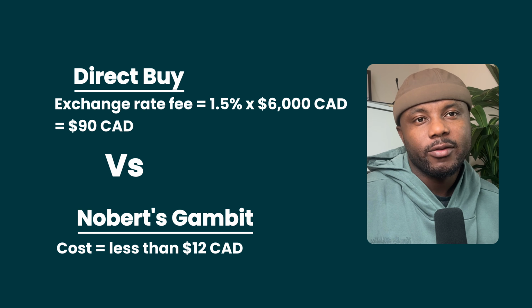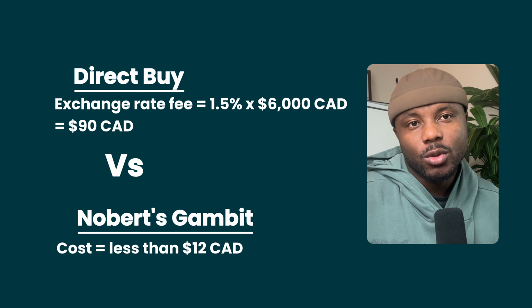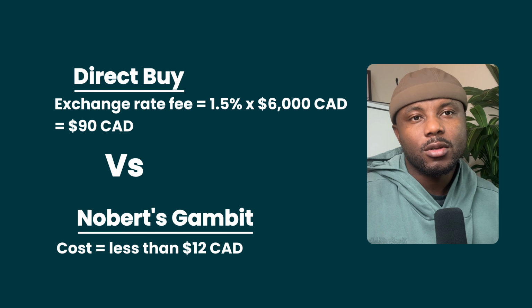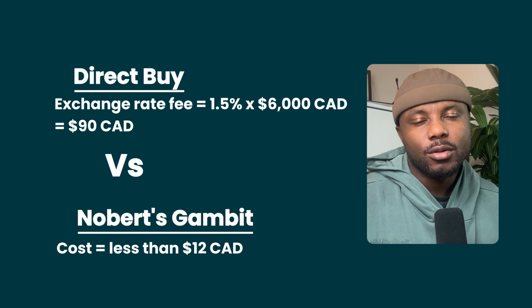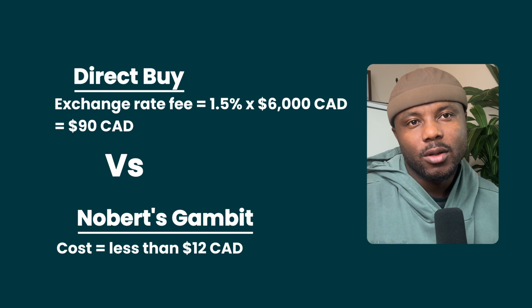So this process would have cost me about $90 if I bought a US stock directly, but using the Norbert's Gambit approach cost me less than $12. So that's a huge difference in dollar amount. And that is why I continue to use Norbert's Gambit to save money on exchange rate fees.